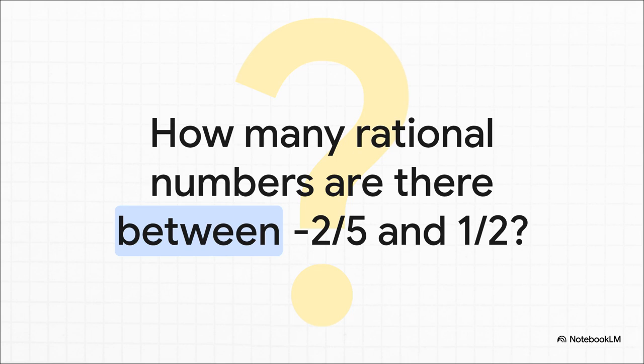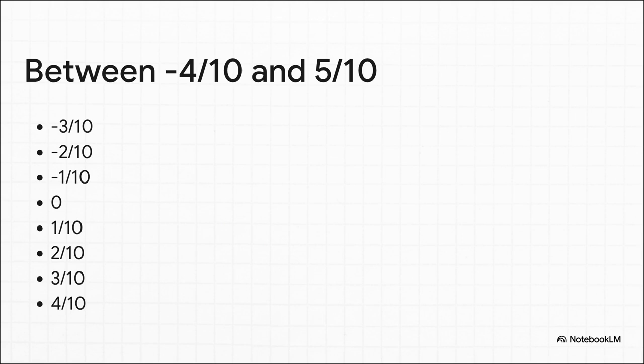Let's just pick 2 random rational numbers, say -2/5 and 1/2. How many other rational numbers do you think we can squeeze in between them? Well, to figure this out, let's find a common denominator. So -2/5 becomes -4/10, and 1/2 becomes 5/10. And boom, just by doing that, we can suddenly see a whole bunch of numbers pop up in between. We've got -3/10, 0, 4/10. We can easily spot at least 8 of them right away.